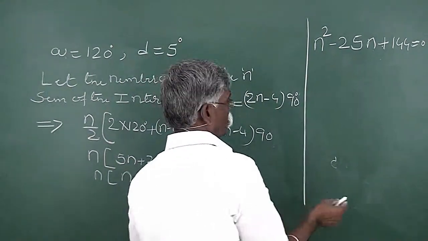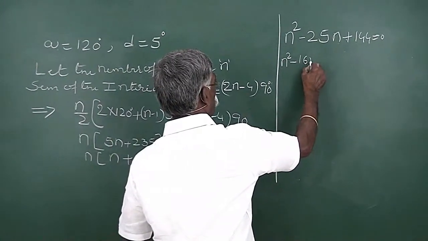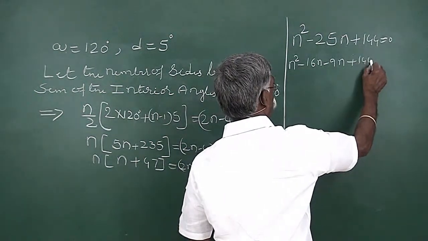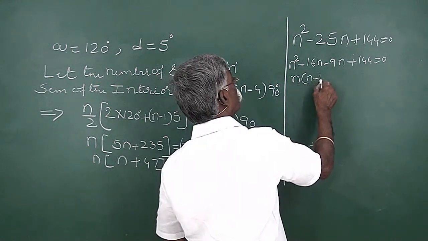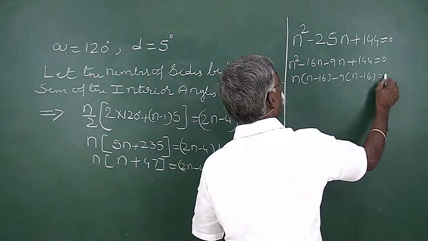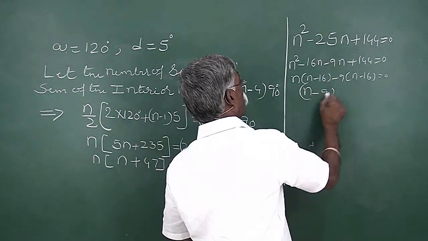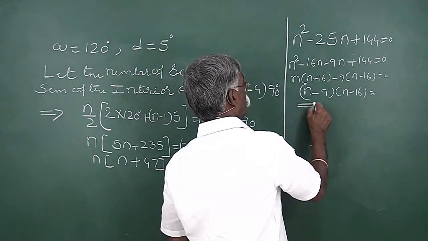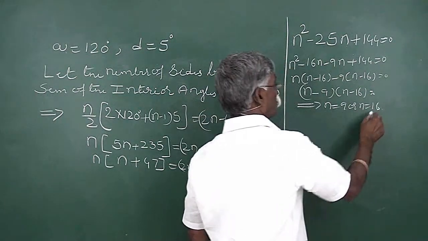And now the factors for this are 16 and 9. So therefore n square minus 16n minus 9n plus 144 is equal to 0. Here n into n minus 16 minus 9 into n minus 16 equal to 0. So n minus 9 into n minus 16 equal to 0. Therefore this implies n equal to 9 or n equal to 16.